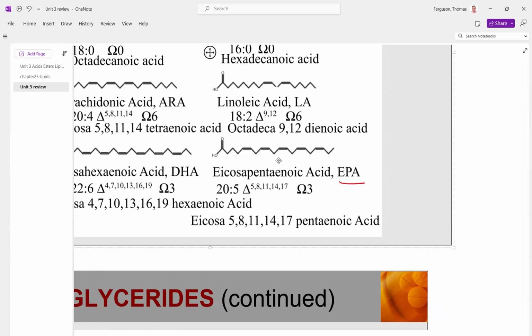Icosa means it's got 20. Pentanoic. I did not spell that correctly. And these are the positions of the 5 double bonds. Now, the way to name it would be EPA. Using the delta, we're looking at 20 carbons long, 5 double bonds at positions 5, 8, 11, 14, and 17, counting from the acid end. It's also an omega-3 counting from the terminal end.